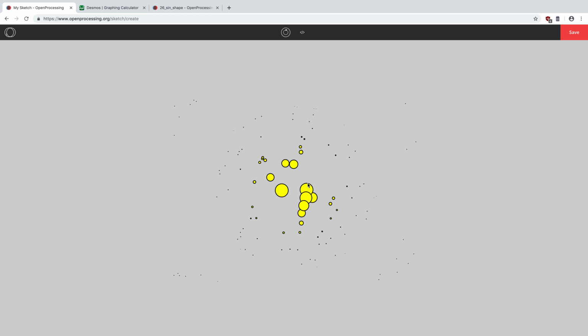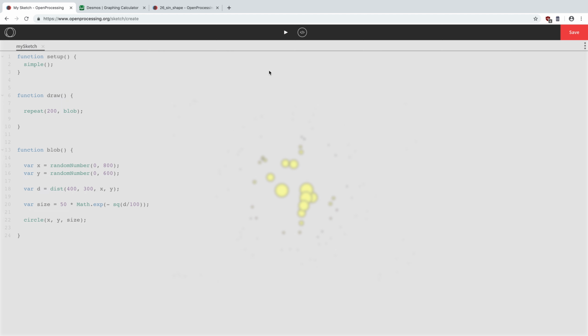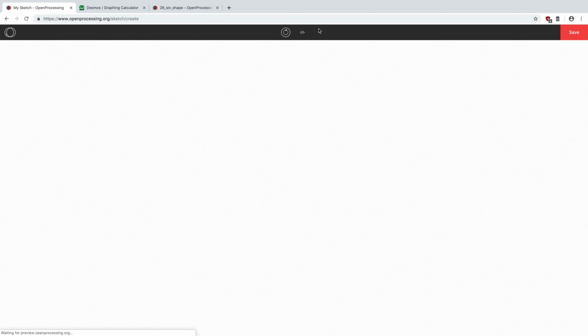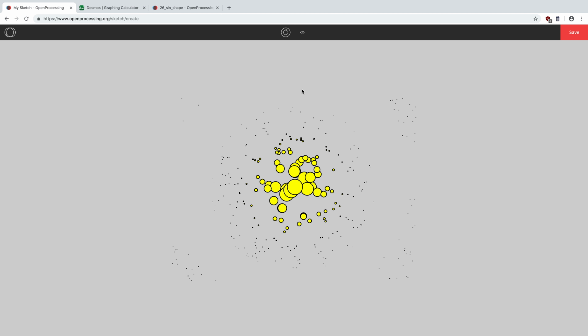So we've got larger circles in the middle that are closer to size 50, and as we move out, they get smaller and smaller. Let's add more circles back in so we can see the effect better. There you go. Yeah, it's nice, isn't it? And we can tune that a little bit.